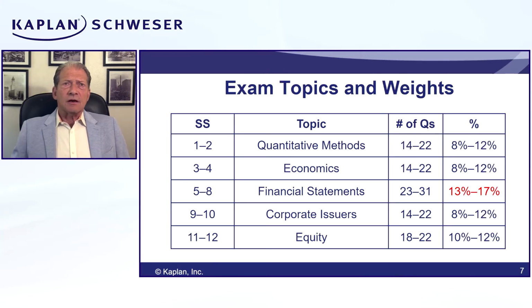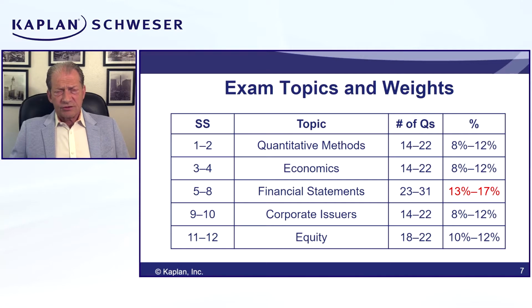So here are the exam weights. First topic area, quantitative methods. They give a range, 8 to 12% of the questions. So that's going to be between 14 and 22 questions on your CFA exam. Economics, our second topic area here, is also between 8 and 12%. So those each run about 10% of the exam.